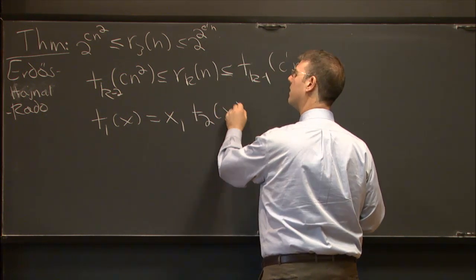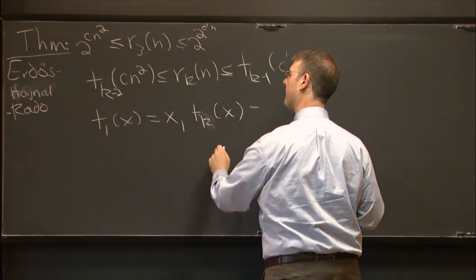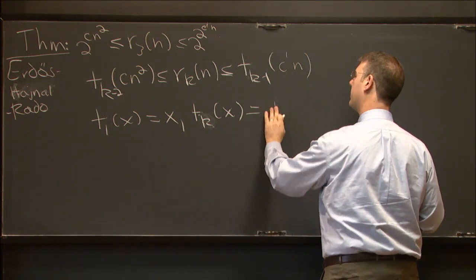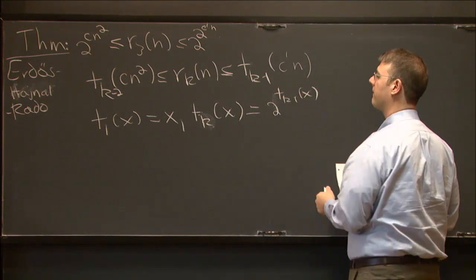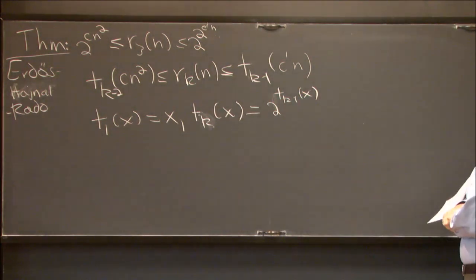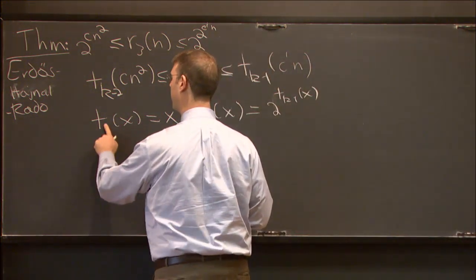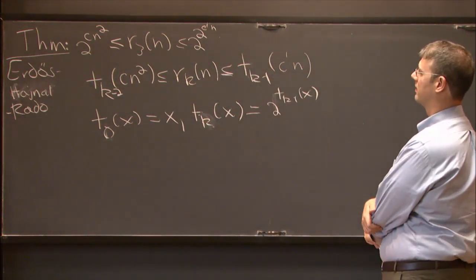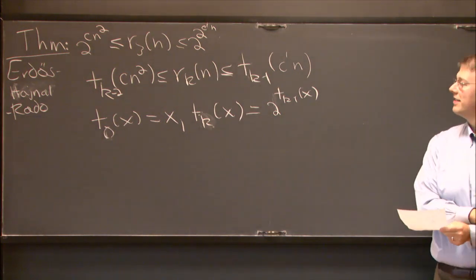T2 of x, tk of x is 2 to the tk minus 1 of x. Is your last statement? So maybe t0 of x. Let's see. Yes. Thank you. Yeah, t0 of x.